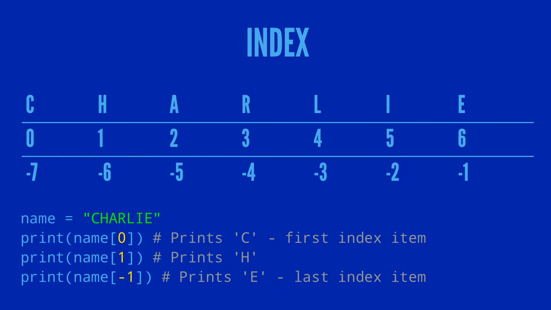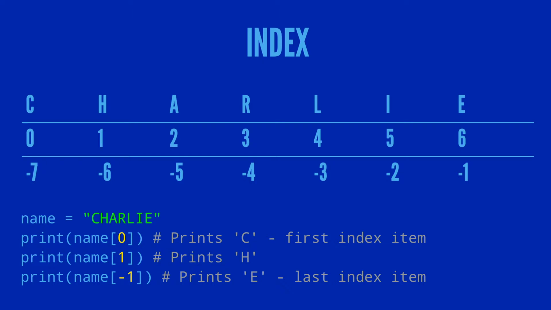We then looked at indexes. So indexes allow you to specifically select individual items from within a string at this point. The important thing to remember here is that all indexes start at 0 within Python. So the first item of a string is at index 0. The second element is at index 1, and so on.